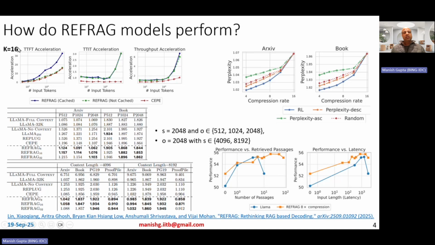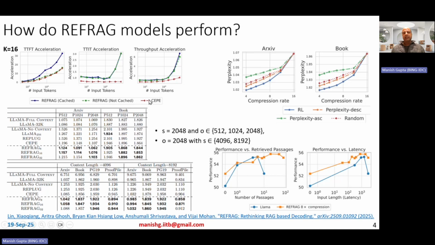Here, k equal to 16 is used. What does that mean? It means that the chunk size is fixed to 16, which basically means you get 16 times compression of the input itself. What are these plots for? The plots here are for REFRAG cached, REFRAG not cached, and CEP.